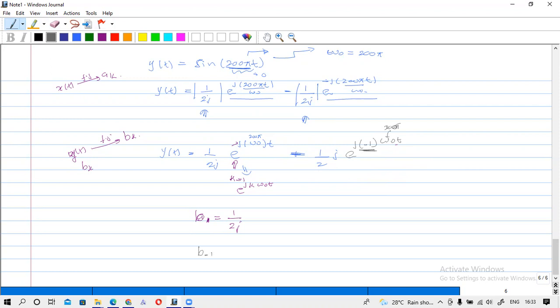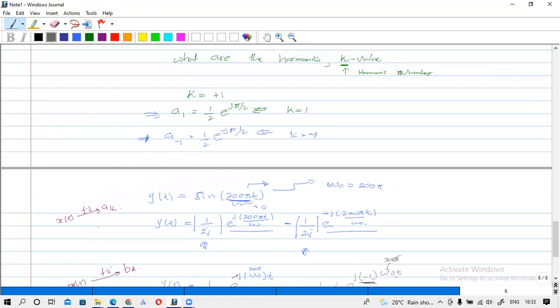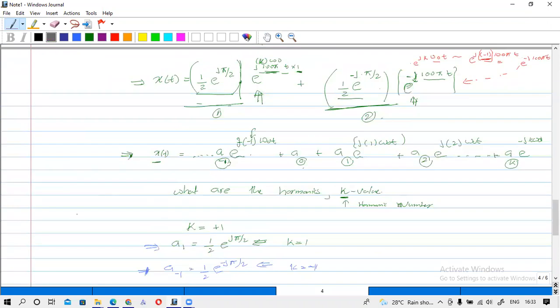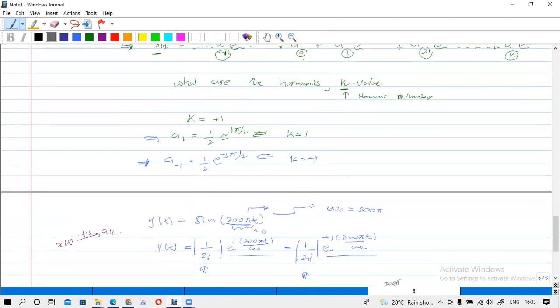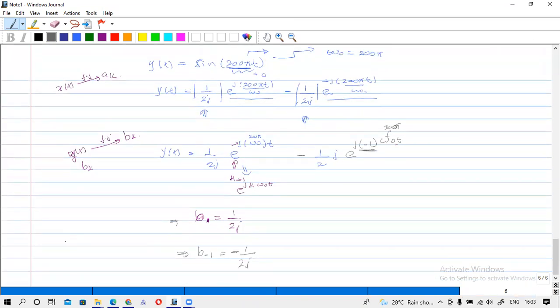So it will be b minus 1. It will be negative because this minus is there, so it will be minus 2j. So this is b1 and b minus 1. I hope you get it. If not, please go through the lectures and try to understand this. Now we have found the ak values, the harmonic coefficients for x(t), and the bk values, the harmonic coefficients for y(t).